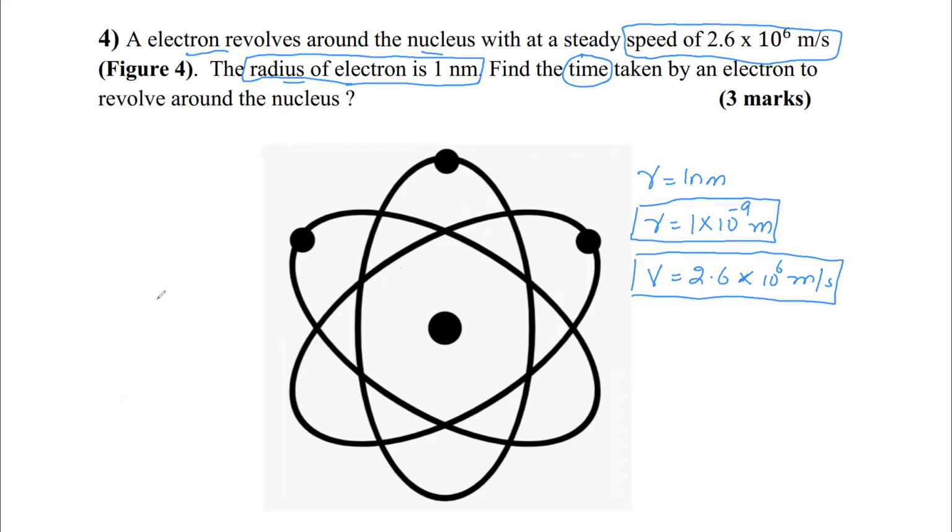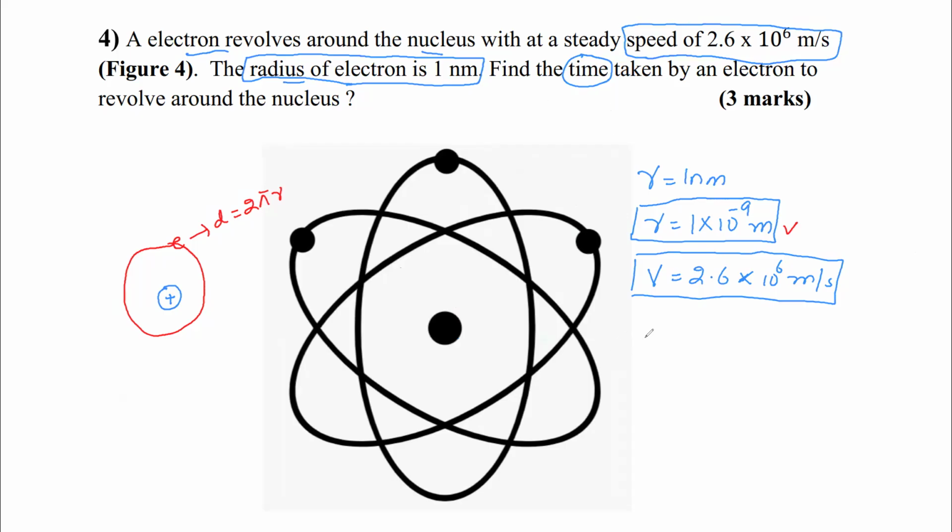Now look at this picture. This picture is just like this, that we have a central part, the nucleus, which is positive charge, and the electron, which revolves around the nucleus. And obviously we know that this electron revolves in a circular path. So in the circular path, the distance is actually 2 pi r. All right. And we know the value of R, which is 1 multiplied by 10 power minus 9. Okay. So we know the distance. Now we know the velocity and we have to find the time.